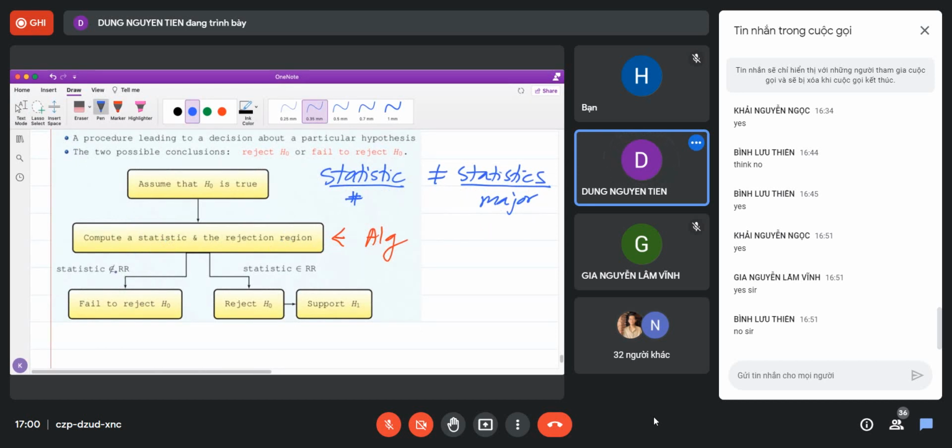If the statistic you compute does not belong to the rejection region, we fail to reject the null hypothesis. That is your conclusion. If the statistic you obtained belongs to the rejection region, then we can reject the null hypothesis, which means that we support the alternative hypothesis, or let's say we strongly believe that the alternative hypothesis is true. Do you understand? Is there any question so far? May I move on?